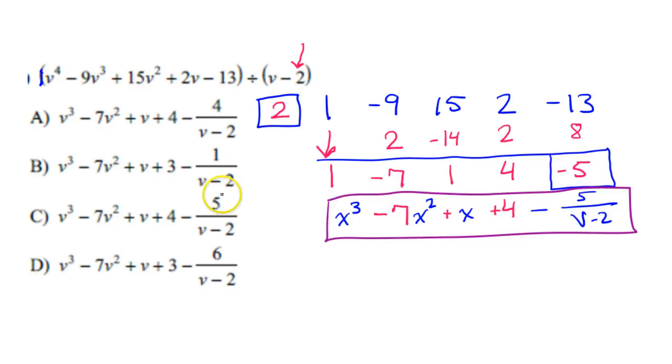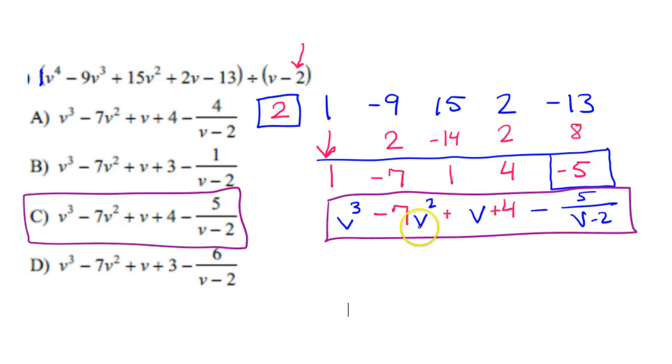Okay, scanning down, I'm really looking at the remainder as I pick, and I see this right away. And let's see. Oh, you know what? I used x's. They should have been v's. But you still get the idea. V to the 3rd power minus 7v squared plus v plus 4, and then there you go. So the answer is C, but these should have been v's.